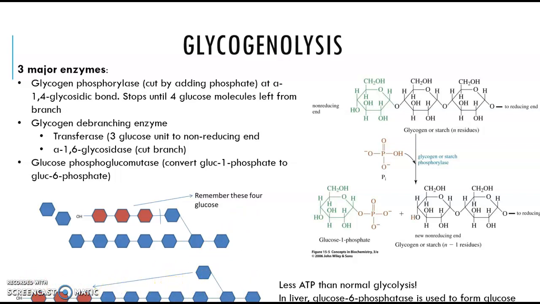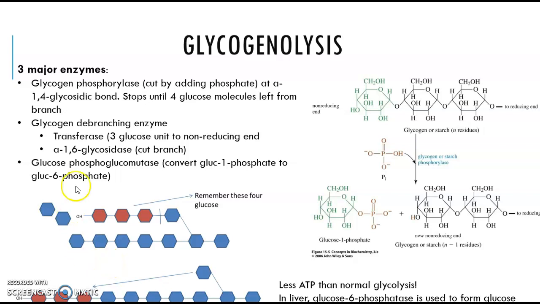When you have this linear structure, glycogen phosphorylase can come again and cut here again until it reaches another branch, until it reaches the 4 glucose molecules from the branch. And then the glycogen debranching enzyme will come.